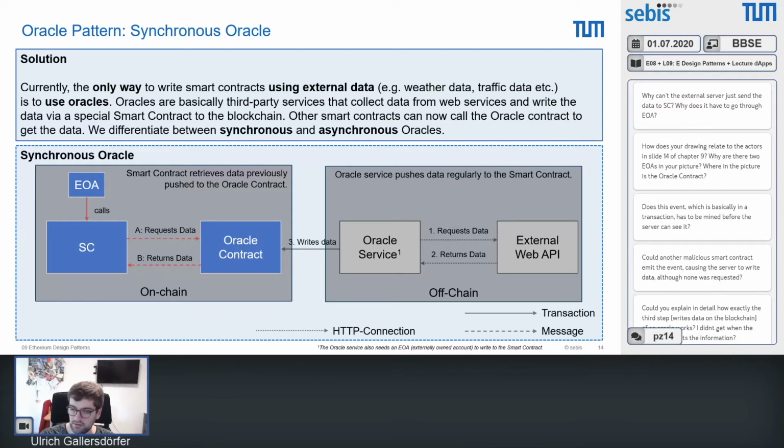Last question on this topic, then we continue. Why can't the external server just send the data to the smart contract? Why does it have to go through the EOA?